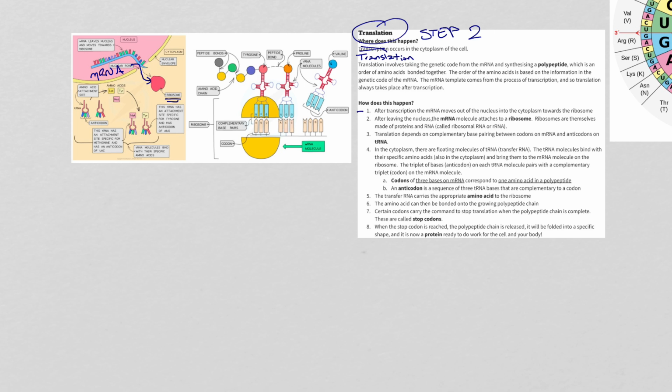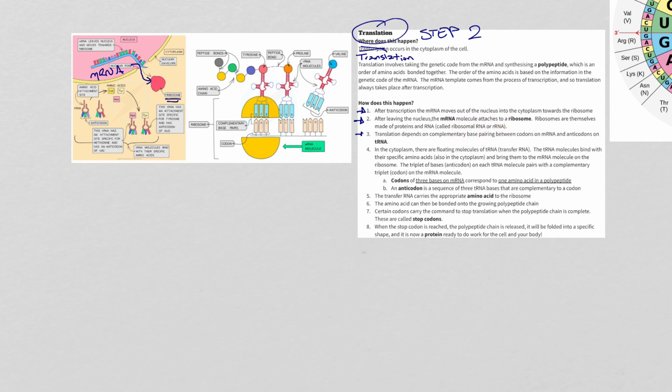All right, so step 1. After transcription, the mRNA moves out of the nucleus into the cytoplasm toward the ribosome. Step 2. After leaving the nucleus, the mRNA attaches to a ribosome. Ribosomes themselves are made of proteins and RNA.